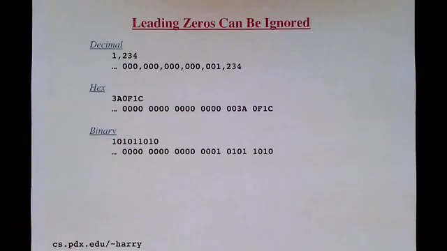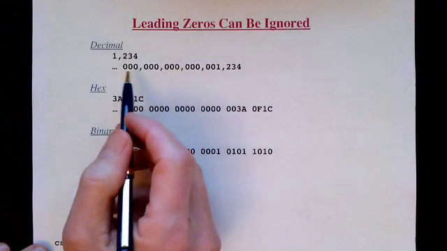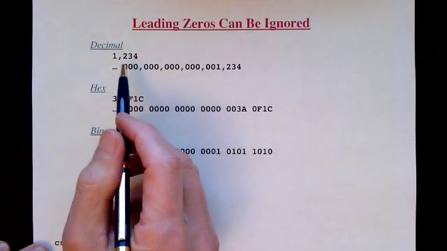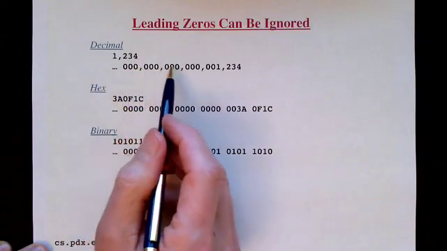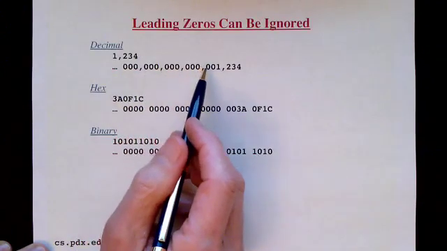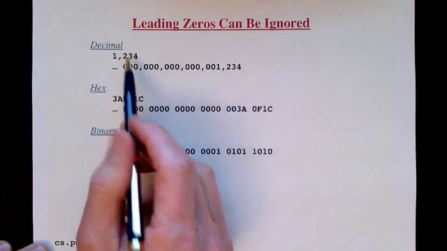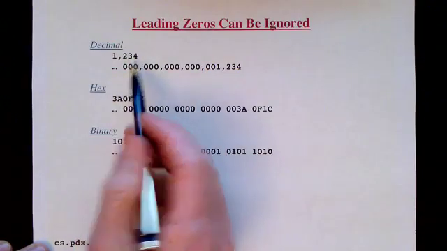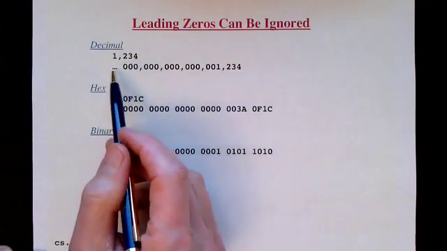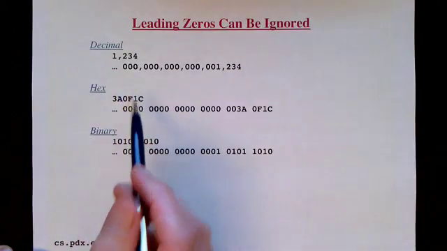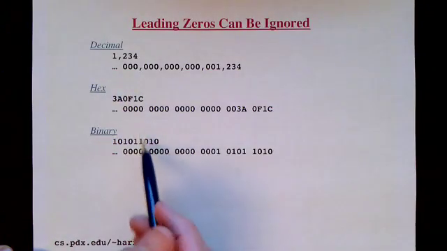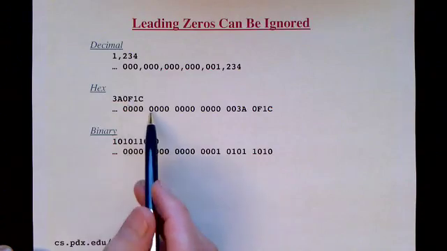When writing decimal numbers, we always eliminate leading zeros. We assume that any leading zeros are not significant and therefore they don't need to be written. So these two numbers are equivalent. We can always assume there's an infinite number of zeros going off to the left, but we can ignore those. The same is true of hex and binary. These two numbers are equivalent.